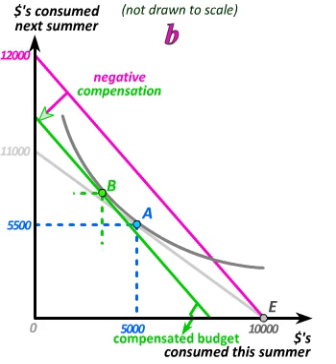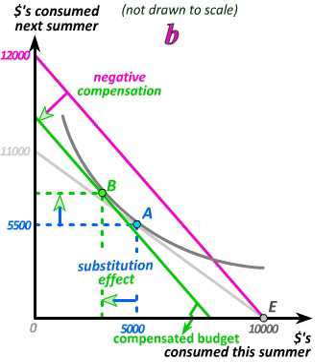Bundle B is then the tangency between the original indifference curve and the compensated budget that contains the same opportunity costs as the final budget. Moving from bundle A to bundle B requires decreasing consumption this summer and increasing consumption next summer. Put differently, moving from A to B requires us to save more now in order to be able to consume more in the future.